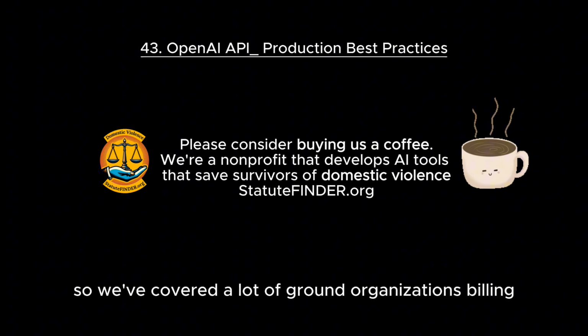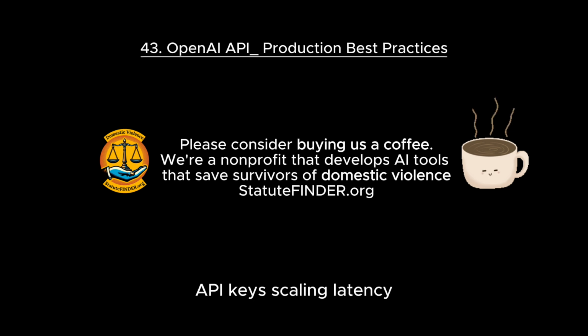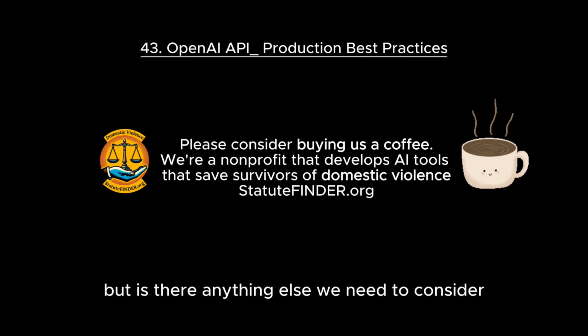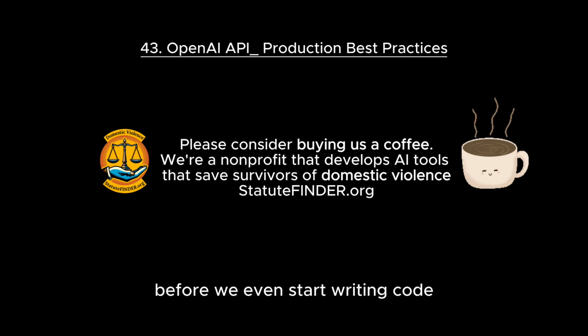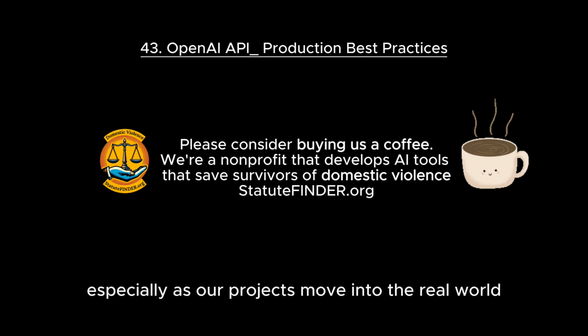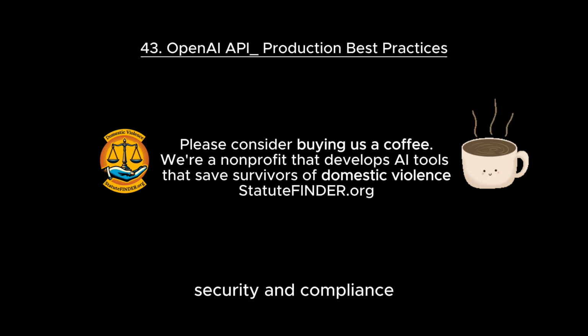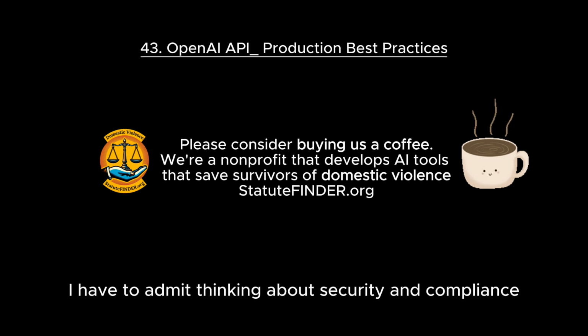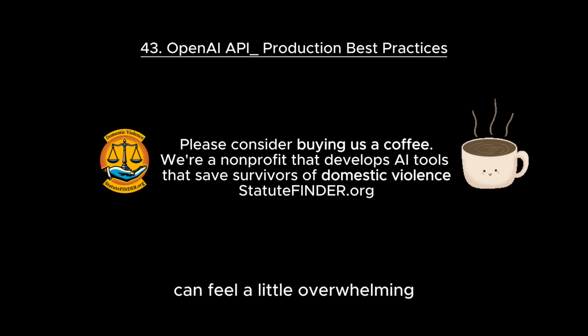So we've covered a lot of ground: organizations, building API keys, scaling, latency budgeting, and now MLOps. It feels like we've already climbed a mountain of information. But is there anything else we need to consider before we even start writing code? There's one more crucial piece of the puzzle, especially as our projects move into the real world: safety, security, and compliance. Okay, those are some serious topics. I have to admit, thinking about security and compliance can feel a little overwhelming.